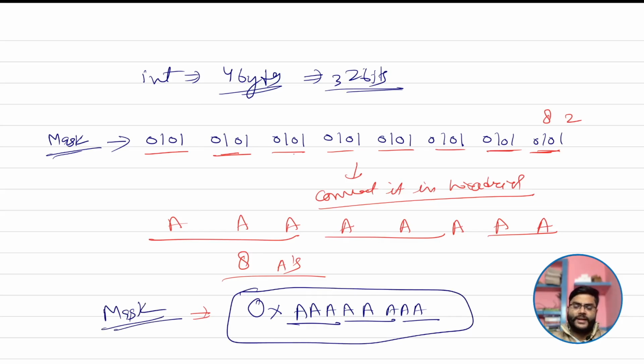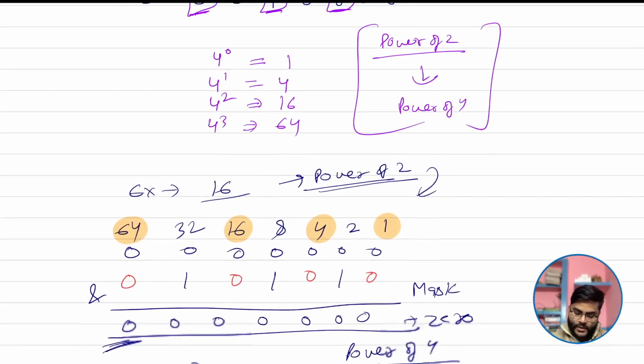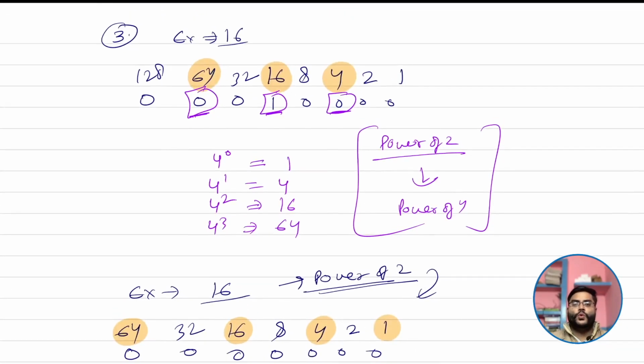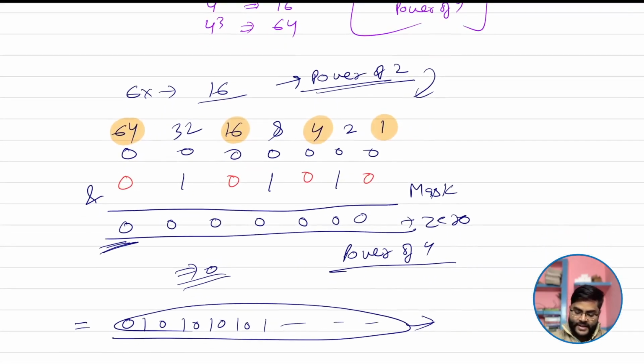Okay, I hope you got it. See, I am again repeating. What you can do is check whether your number is a power of 2 or not. If it is not a power of 2, just return false from there itself. If it is a power of 2, then check for this condition.